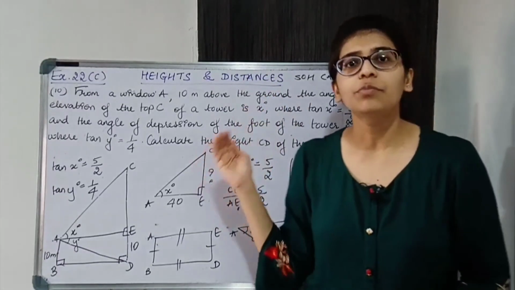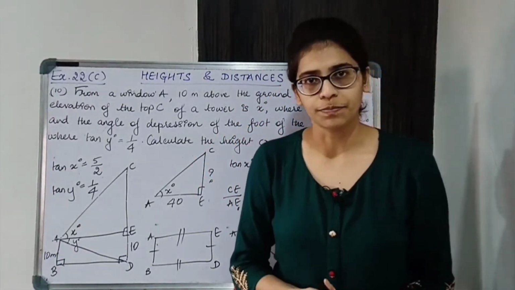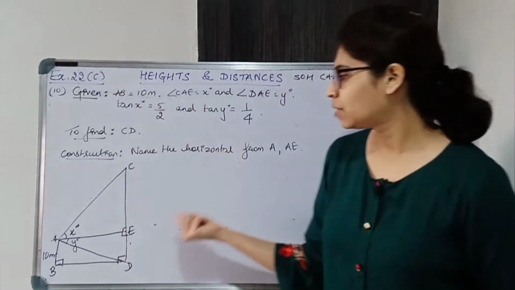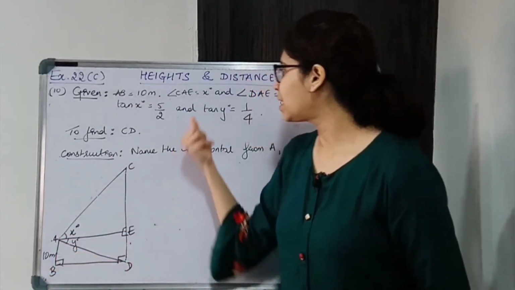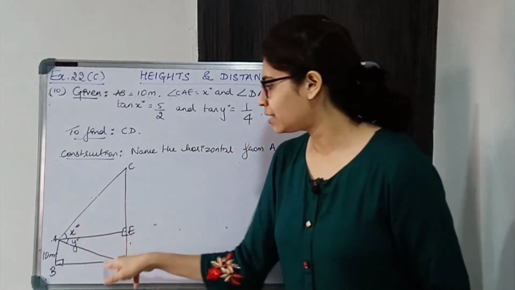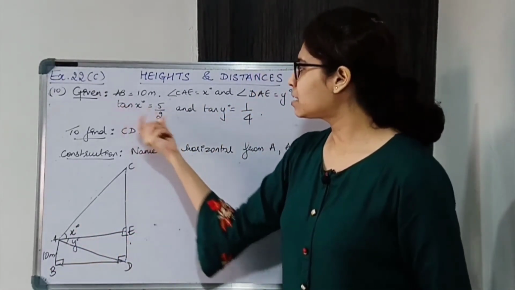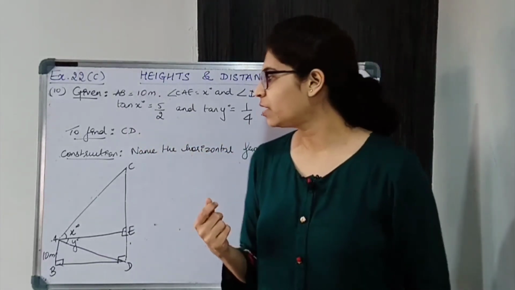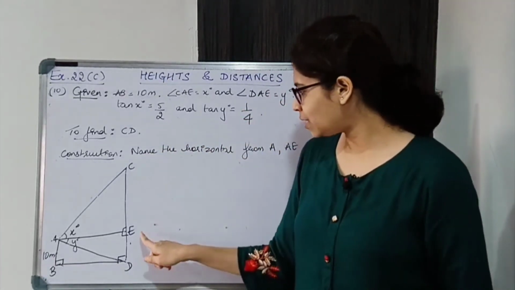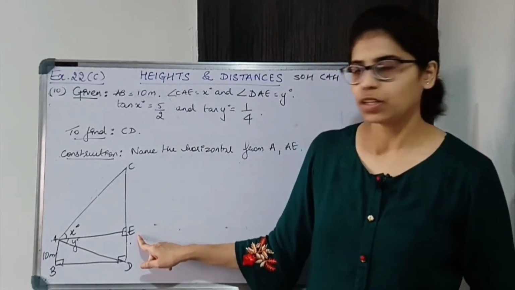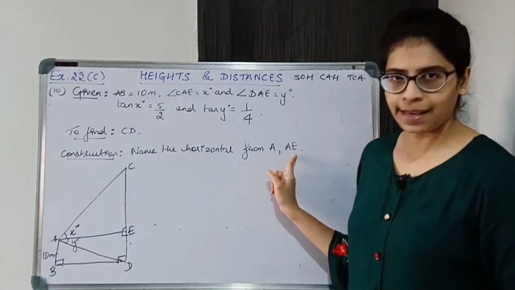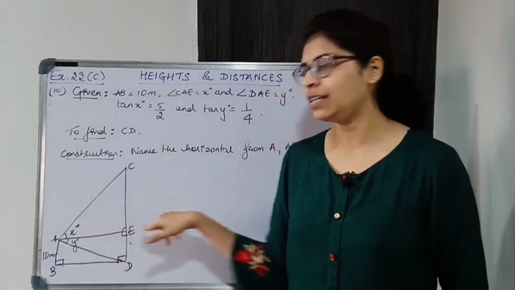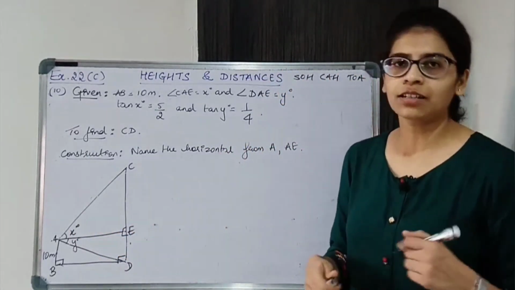So let us write down the proper given and then we'll start with the solution. Write down the given in short. Okay, so AB is given, it's 10 meters, and angle CAE is x degrees and angle DAE is y degrees. Tan x is 5/2, tan y is 1/4. We have to find CD का length. Now construction में you just need to name this point as E. So name the horizontal AE. ठीक है, so horizontal यहाँ से draw किया हुआ है, so horizontal को AE name कर दो. Now we'll start with the solution.